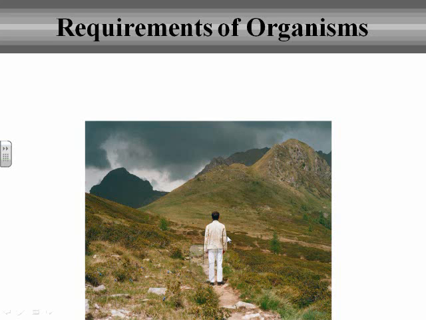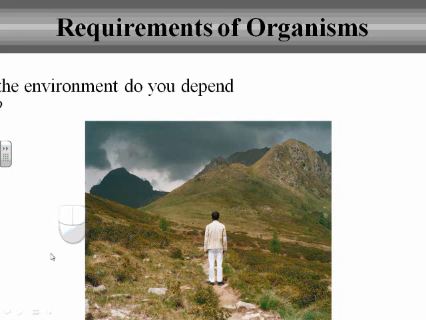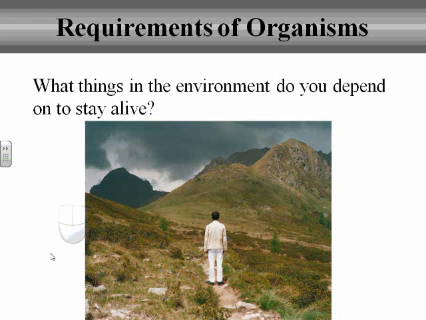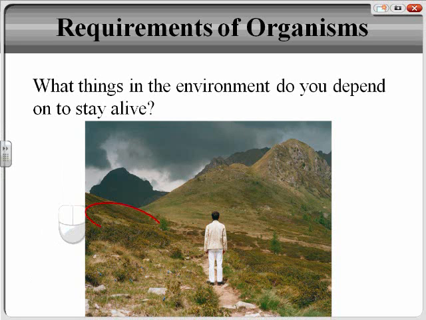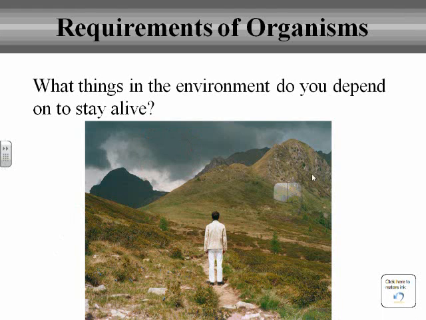So where do these different requirements come from? What things do we depend on in our environment? Are we focusing on depending on the land? Are we depending on the air? Is there perhaps water in our environment that we're depending on? What different things in your environment do you need in order for you to stay alive?